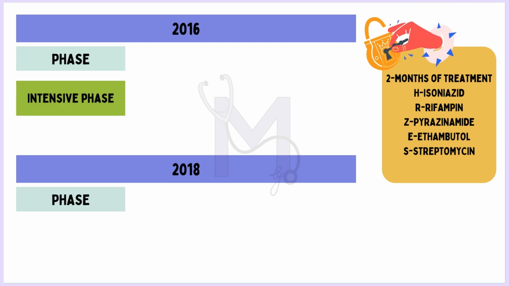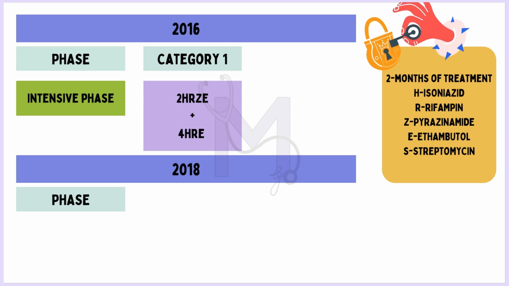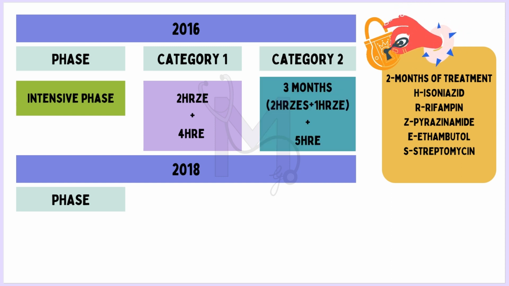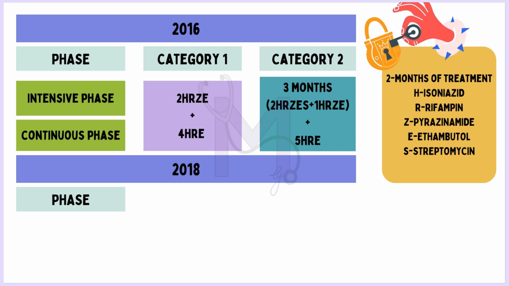In the intensive phase of treatment for a Category 1 patient, 2 months of treatment is preferred with 4 drugs denoted HRZE. We all know what that stands for. While in Category 2, 3 months of treatment is required, 2 months with HRZES and 1 month without streptomycin, that is just HRZE. In the continuous phase of treatment for a Category 1 patient, 4 months of treatment is preferred with 3 drugs denoted HRE, while in Category 2, 5 months of treatment is preferred with the same line of drugs as that of Category 1.